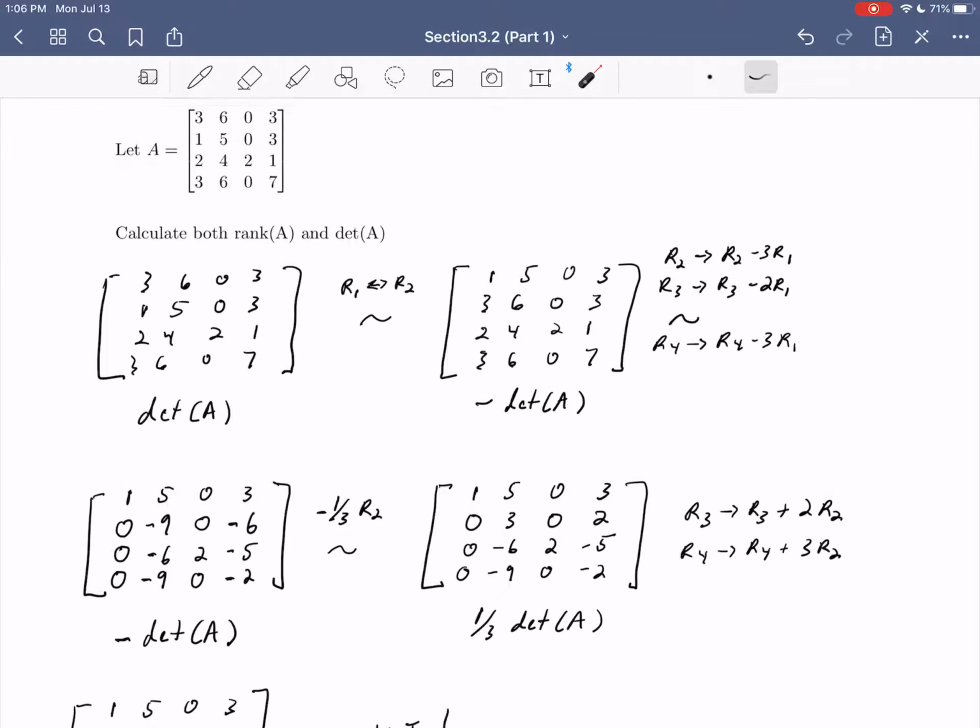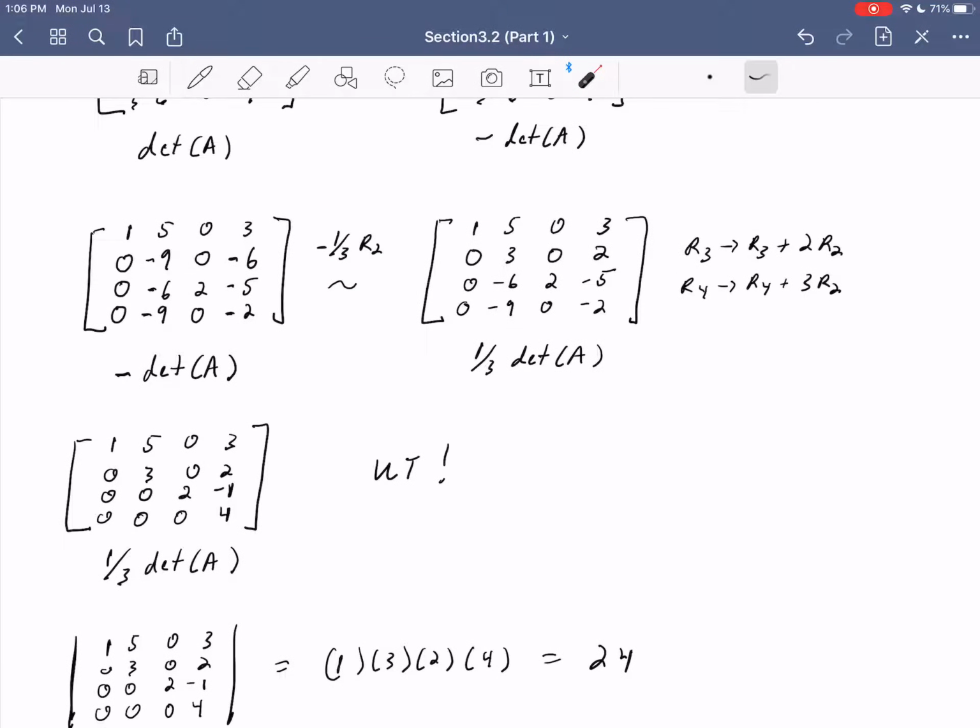All right, I'd also like to just briefly talk about the rank. You will notice that this is not in row echelon form, but it would be what I would call quasi-row echelon form.